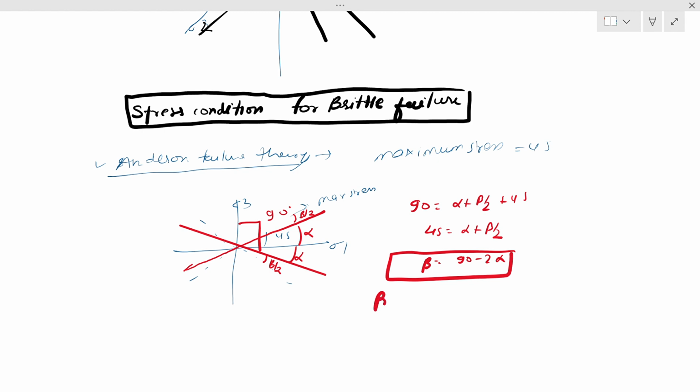What is this beta? This beta is nothing but the angle of internal friction. Okay, and this is how it is defined.